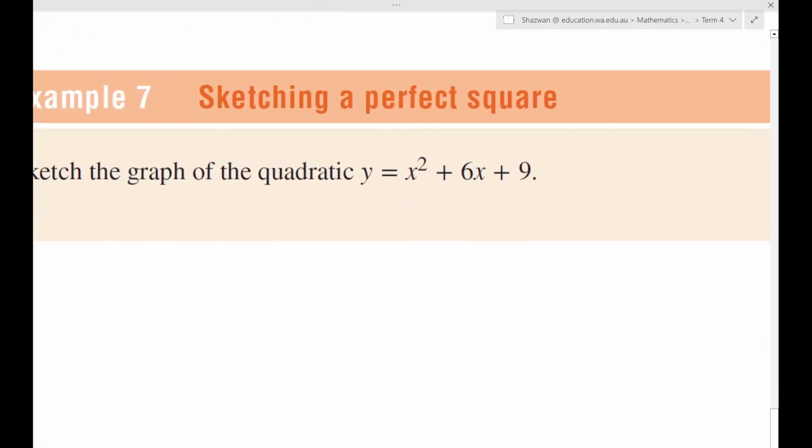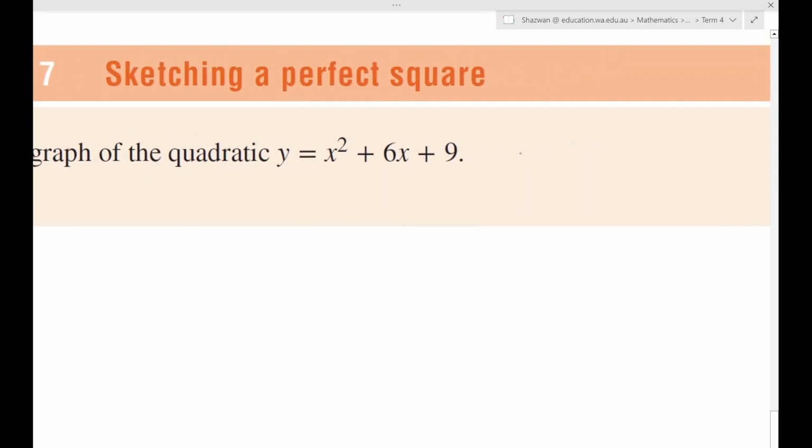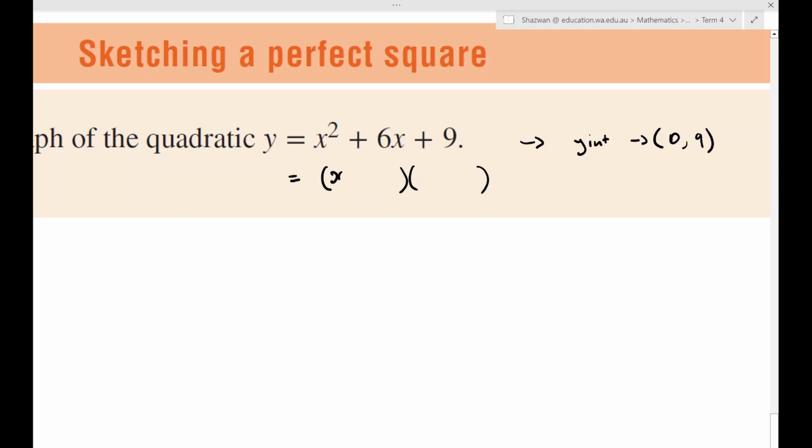Let's look at one more quick example. Sketch the quadratic of the equation y is equal to x squared plus 6x plus 9. So very similar. We'll see that the first thing, the y-intercept, is going to be at (0, 9), right? When x is 0. If I get this into root format, well, two numbers that add to give 6 and multiply to give 9, that's got to be plus 3 and plus 3. 3 plus 3 is 6. 3 times 3 is 9. So y is actually going to be x plus 3 squared.